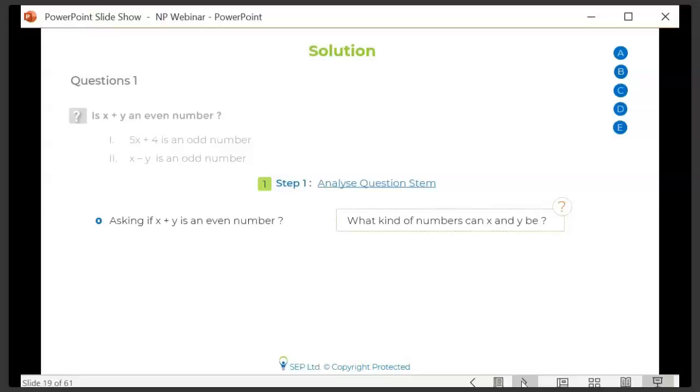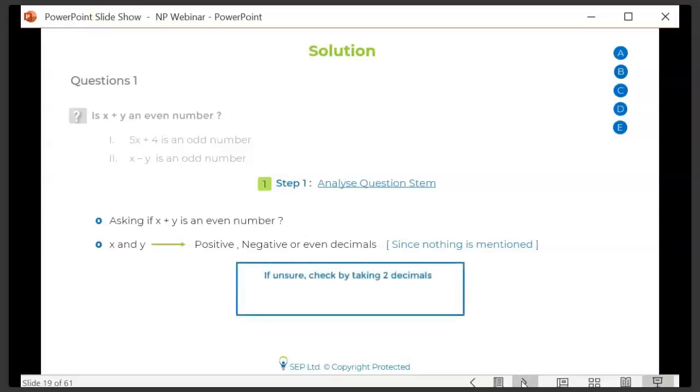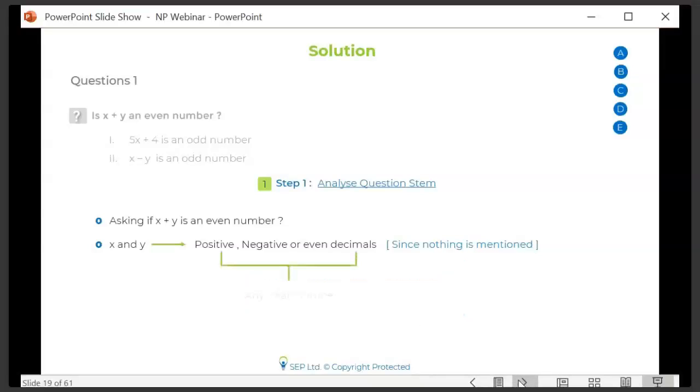You're saying no, that means they're not only integers, fractions also. Yes, so Kenya, you're right. Fractions are also possible. So once you see that nothing has been mentioned, then you should be able to infer that X and Y can be positive or negative or even decimals. And if you're not sure whether by taking two decimals you can get an even number or not, you can take a few examples and check. I've written an example, as you can see, 1.2 plus 0.8 can give you 2, right? So if nothing is given in the question, you should always infer that it's a real number, nothing else.